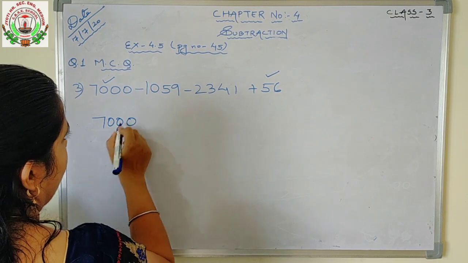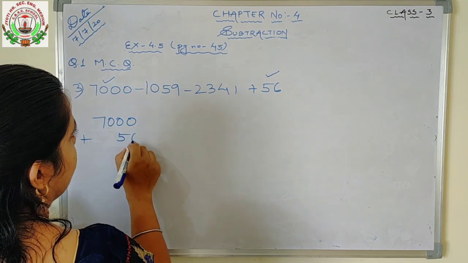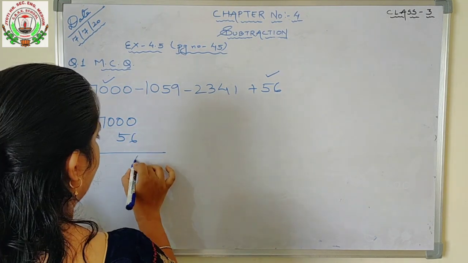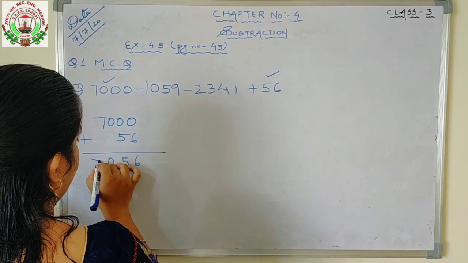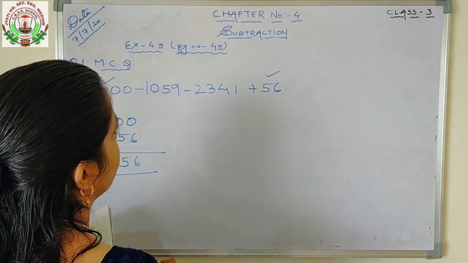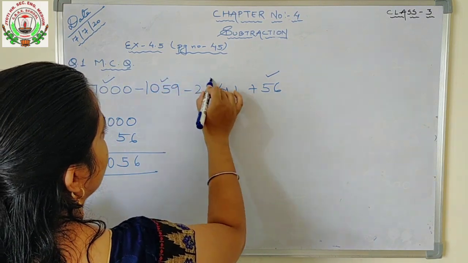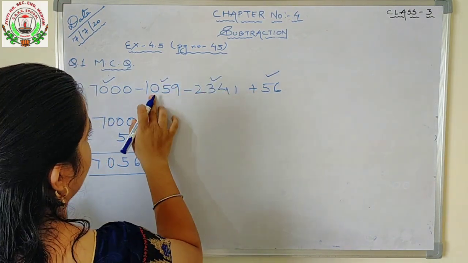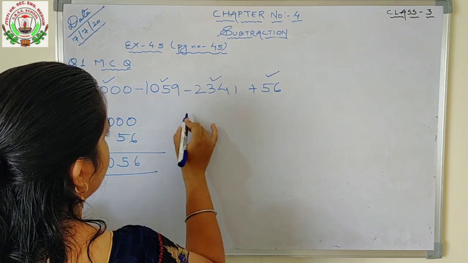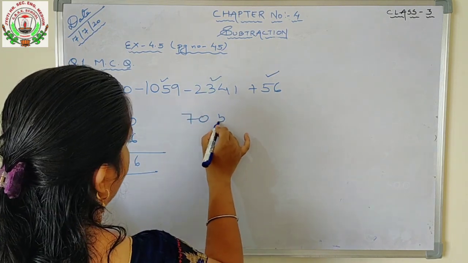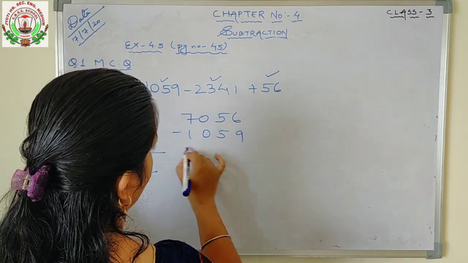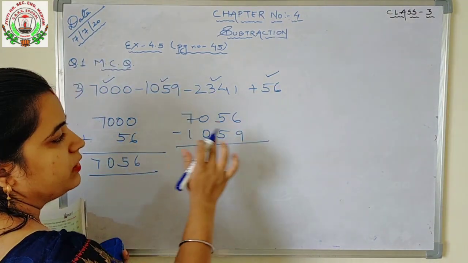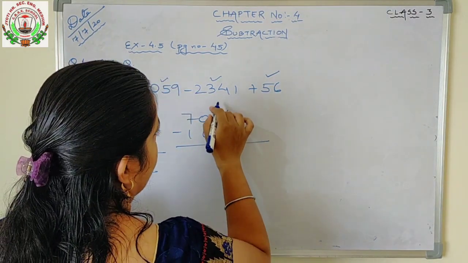7000 plus 56. What is the answer? 0 plus 6 is 6, 0 plus 5 is 5. Below 0, 0 is where? 7. 7056. Now these two you have to subtract. First we will subtract this number: 7056 minus 1059.